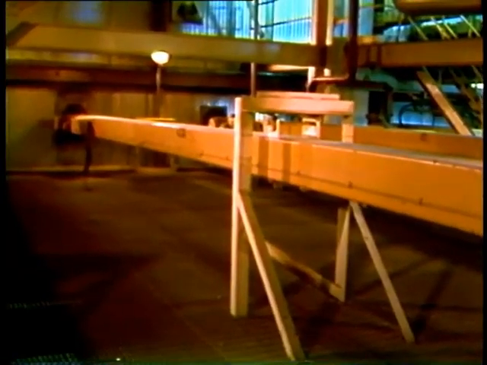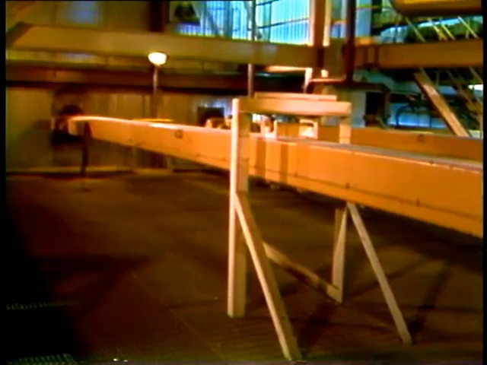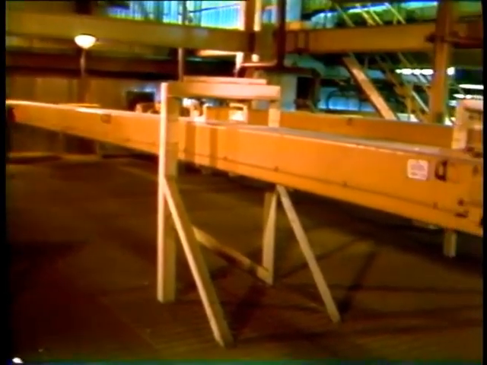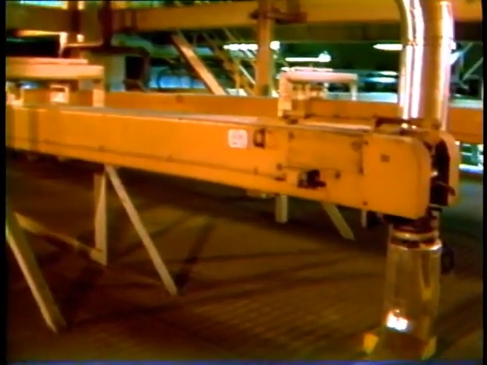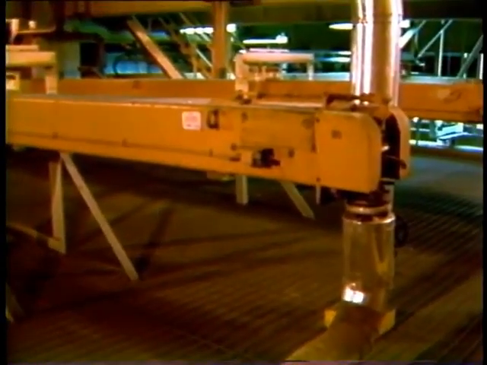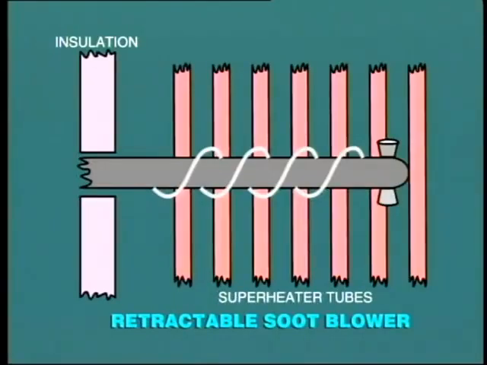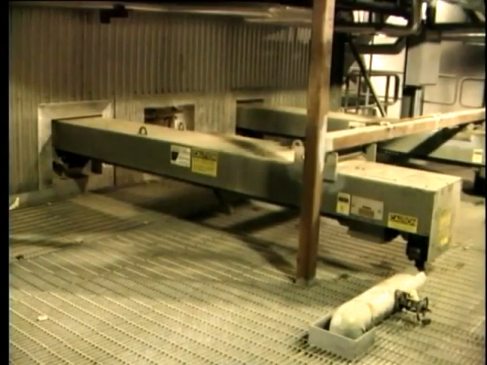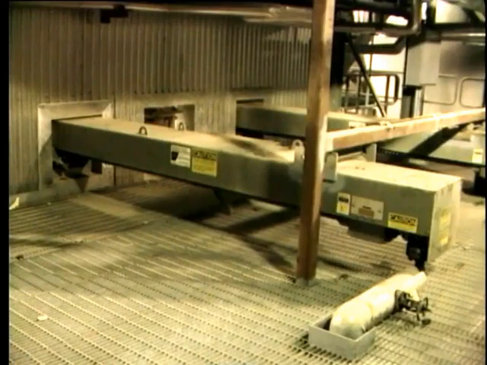Well, to look after this problem, retractable soot blowers are normally installed in the superheater zone. These blowers are operated intermittently, say once per shift. During operation, the blower tube enters the boiler, passing across the bank of tubes while rotating and discharging a jet of steam or air to blow deposits from the tubes. As we'll see later, other types of soot blowers are also located at various points throughout the boiler.